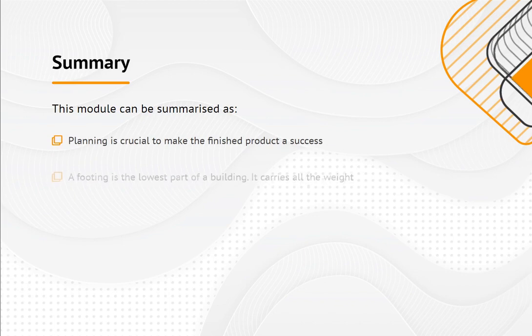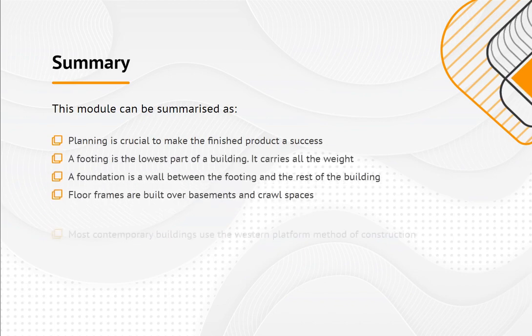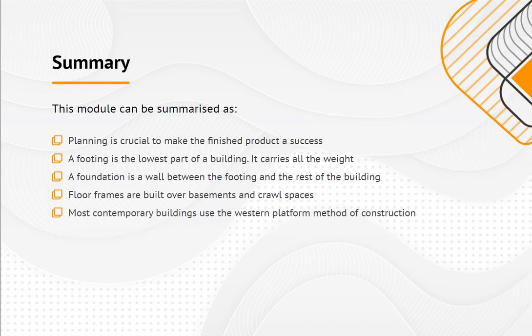Summary. This module can be summarized as: planning is crucial to make the finished product a success. A footing is the lowest part of a building. It carries all the weight. A foundation is a wall between the footing and the rest of the building. Floor frames are built over basements and crawl spaces. Most contemporary buildings use the Western platform method of construction.